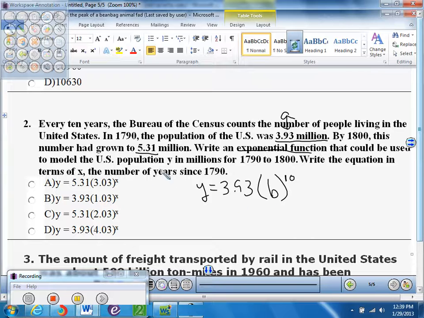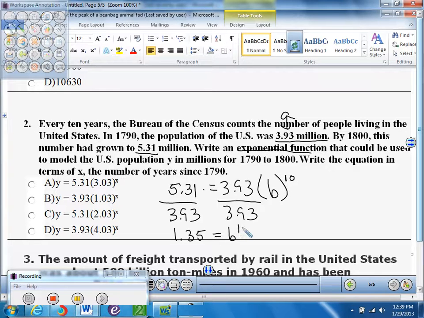And we know what y is. It's 5.31 million. So that number should be over here. So basically what we're going to do is end up solving for this. We're going to undo this by division, so we divide both sides by 3.93. And when we do that, we get 1.35. We get a lot of other decimals, but we're going to round to 2 decimal places. That is equal to b to the 10th. Now to undo this, we're going to take the 10th root of both sides.